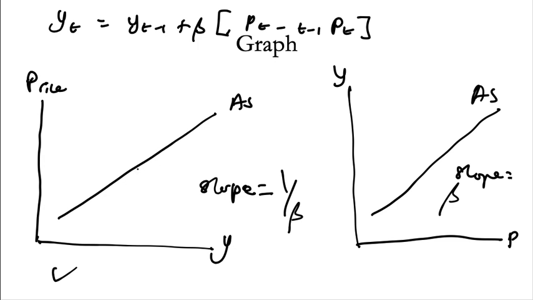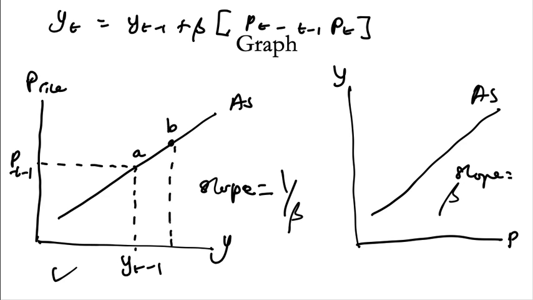Now let's pick one point on the aggregate supply curve. Let's call this point A, and the current price is pt minus 1. The axis here, yt minus 1. So let's say we want to move along the AS supply curve or schedule. Let's say move from point A to point B. Then obviously the new y will be yt. The new price will be pt, isn't it?